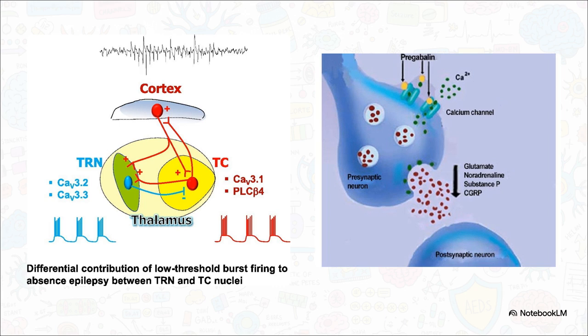Now look at the image on the right. This shows a completely different mechanism happening at the nerve terminal. Here, P/Q-type calcium channels are the trigger that causes vesicles full of neurotransmitters to be released. So if you can block these channels, less calcium gets in, and that means less of the excitatory glutamate gets released. It's another way to turn down the volume.